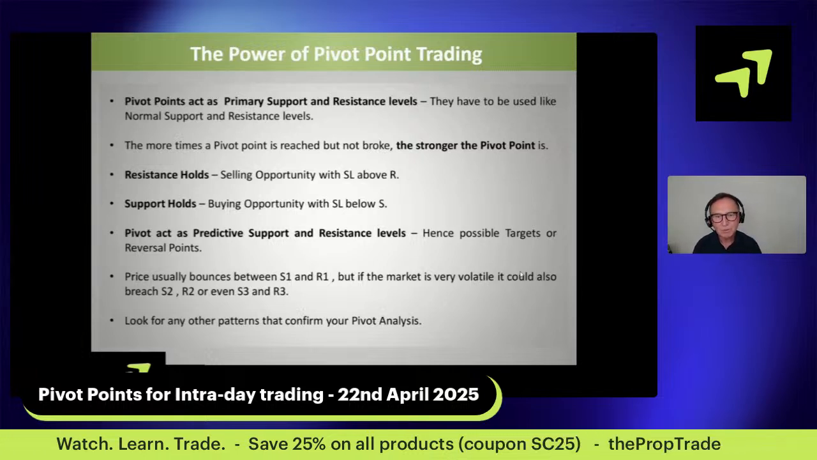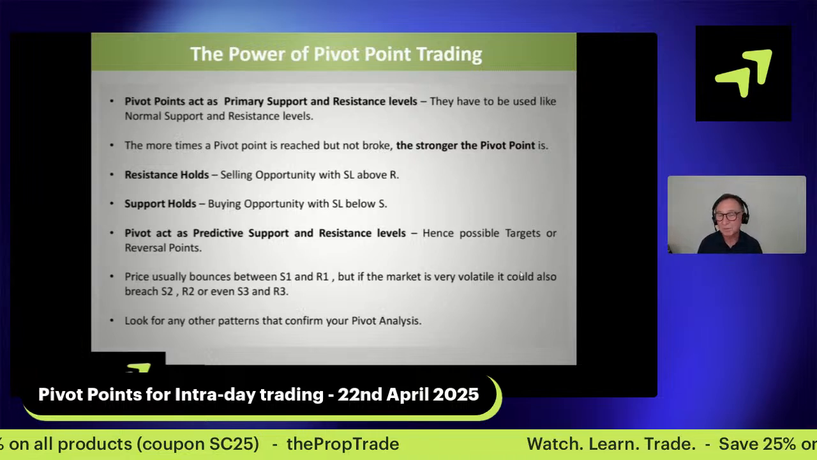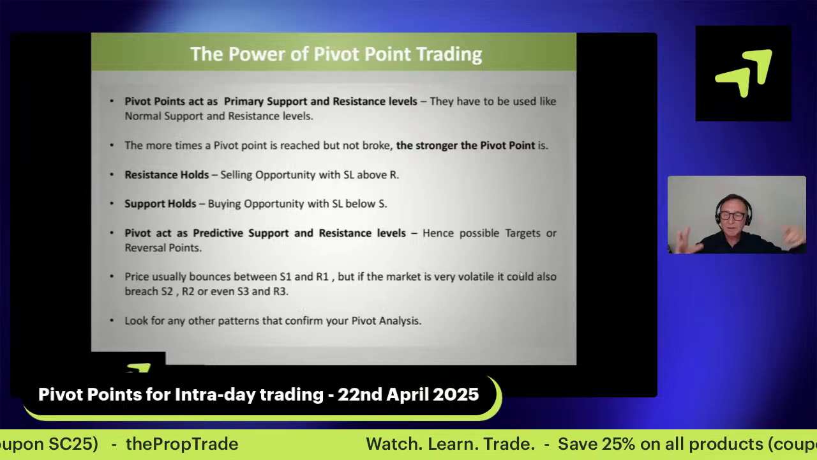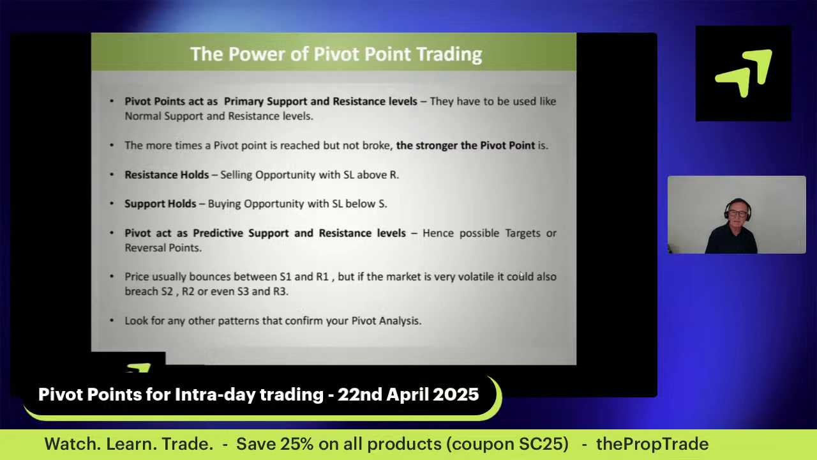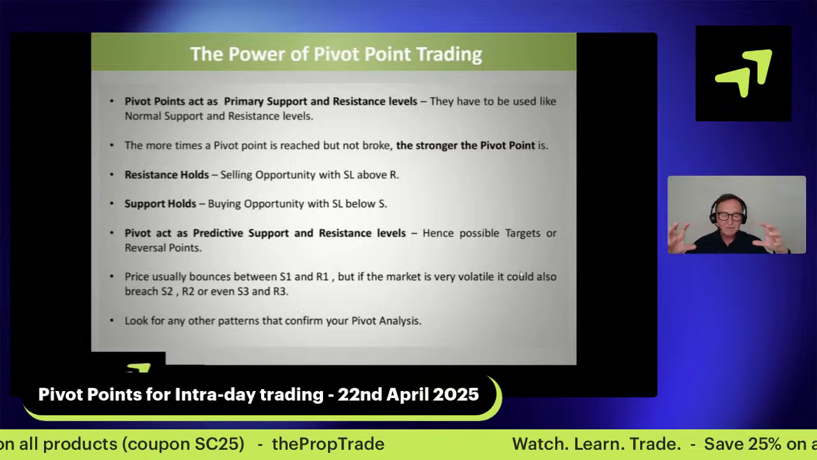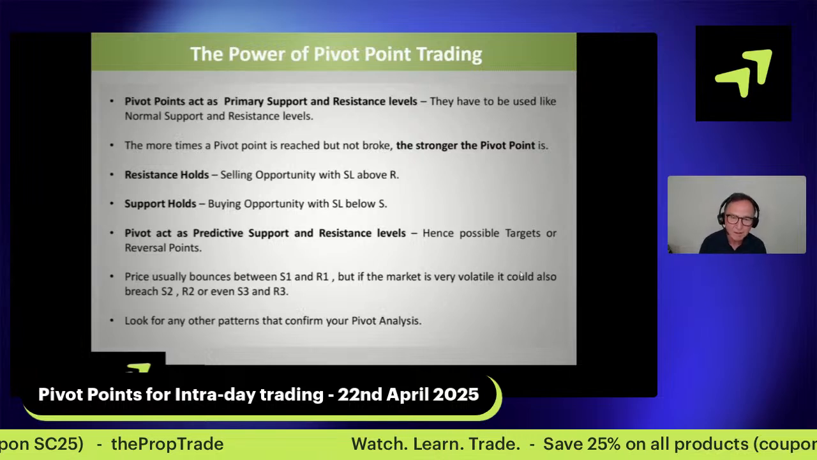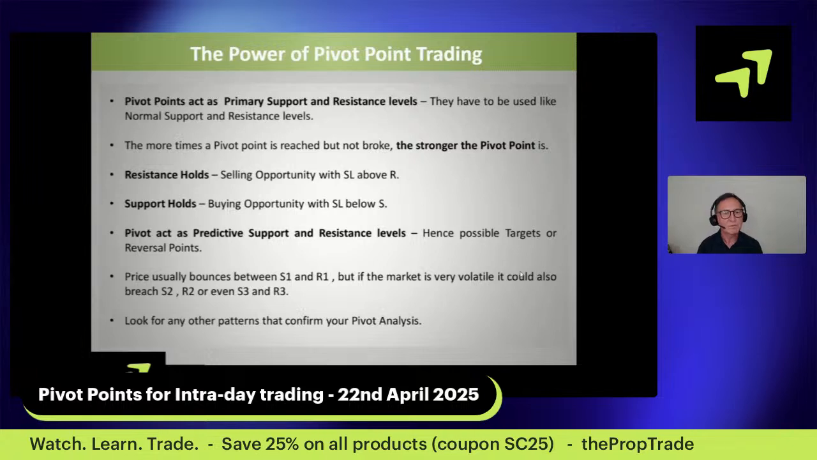They have to be used like normal support and resistance levels. The more times a pivot point is reached but not broken, the stronger the pivot point is, as we've just been seeing, as we've been moving around it. Resistance holds, signalling a potential selling opportunity, with the stop loss above the R level, or any of the pivot R or support levels. Support holds, a buying opportunity with the stop loss below the S level.